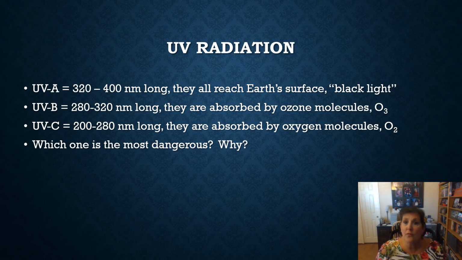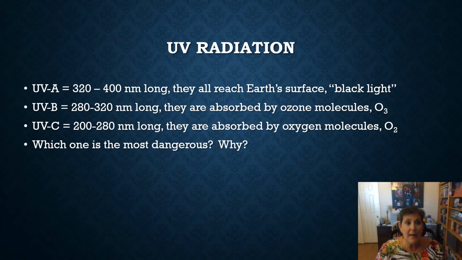And they all reach Earth's surface, and this is what black light is. So you may have had a black light, or you may have gone to a club where they have black lights and it makes some of your clothing glow. But UVA rays are in this range, and that's called the black light range.